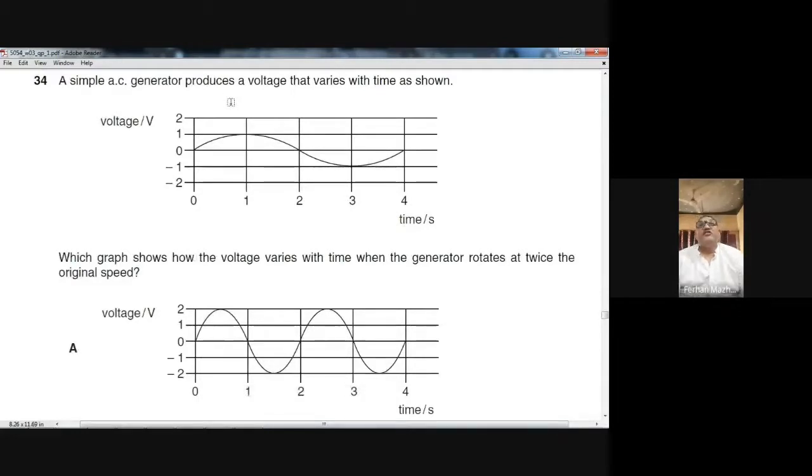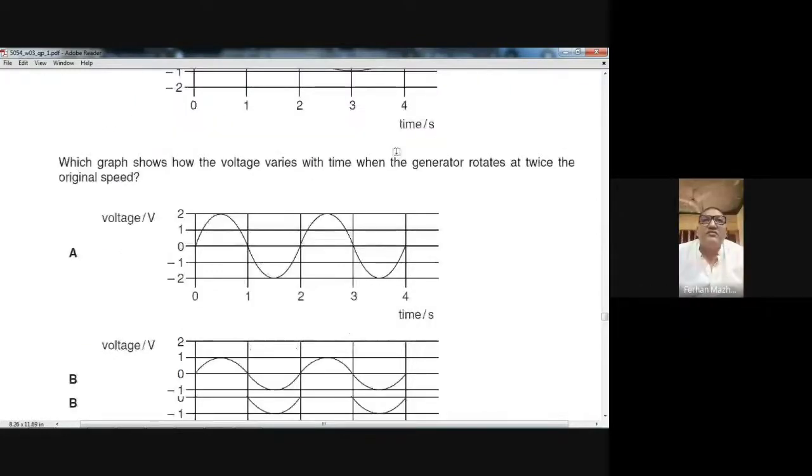A simple AC generator produces a voltage that varies with time as shown. You see in 2 seconds this wave is completed, the amplitude of the wave is 1 volt and the time period is 4 seconds. Which graph shows the voltage varying with time when the generator rotates at twice the original speed? If you double the speed of rotation of the coil, the amplitude should become double, from 1 volt to 2 volts. And the time period will become half. The wave should be completed in 2 seconds. The frequency doubles. Now you have just 1 wave, then you should have 2 waves.